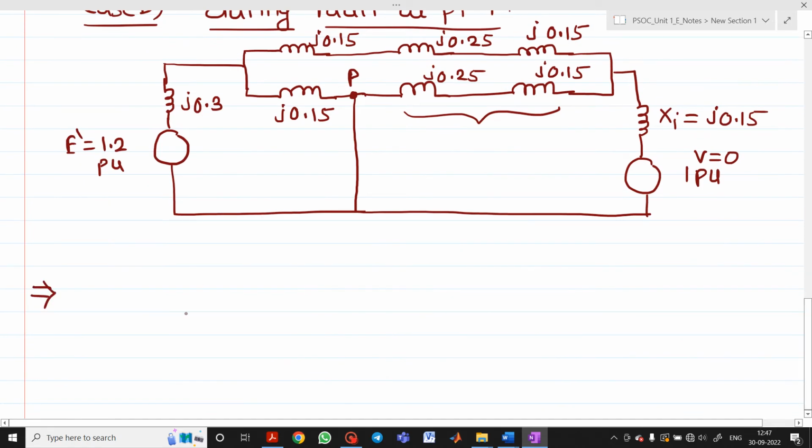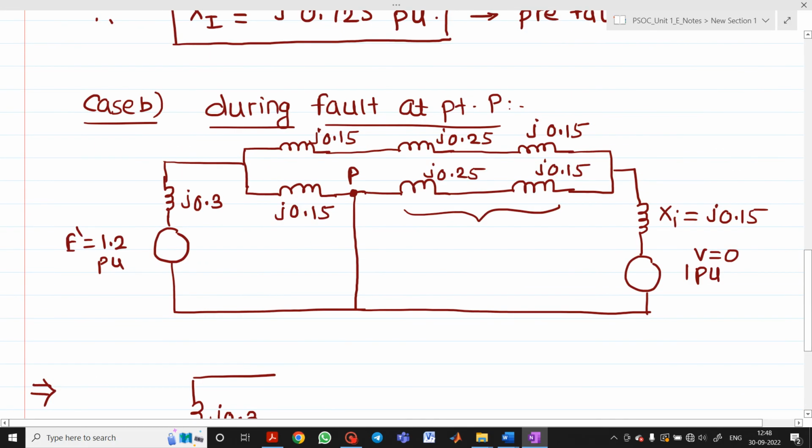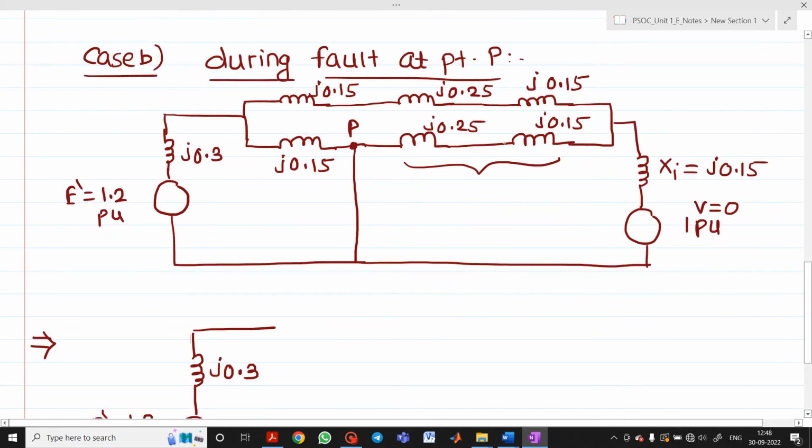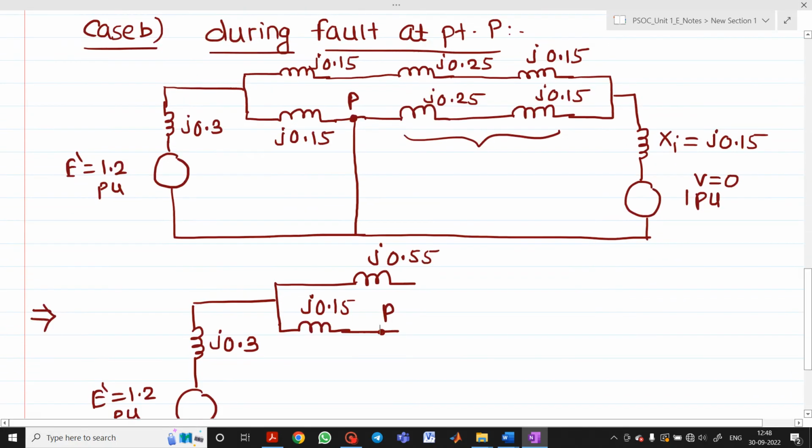After redrawing the diagram, this is your j0.3. Here this will be E dash equal to 1.2 per unit. Let me draw this. Then what you observe is all these are in series. So 0.15 plus 0.15 plus 0.25, how much does it come out to be? It comes out to be j0.55 per unit. Then it will be as it is, that is j0.15. This will be the point P. For simplicity, I will represent this point as A. This is P, and this point is B.